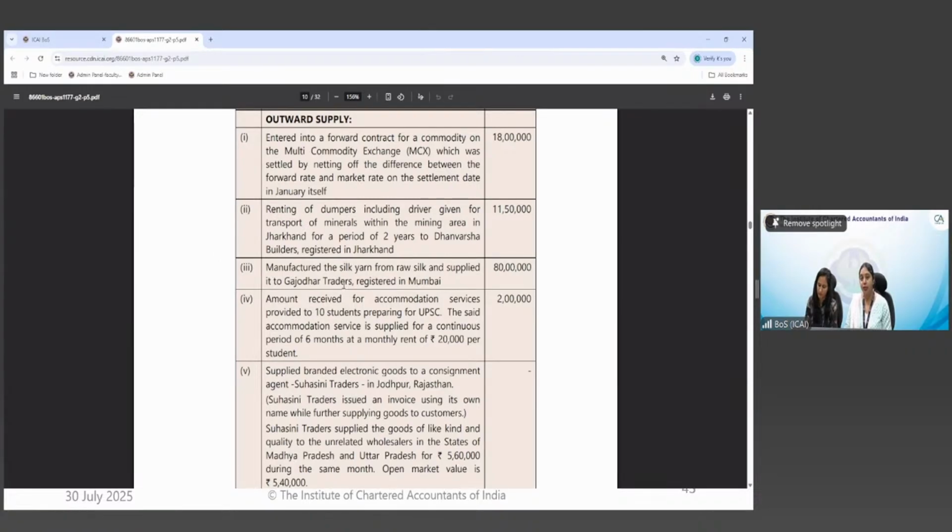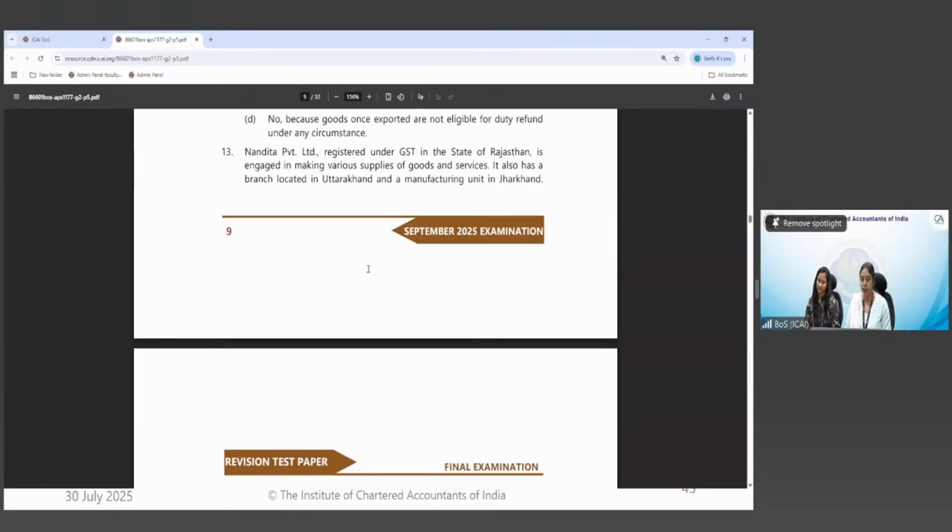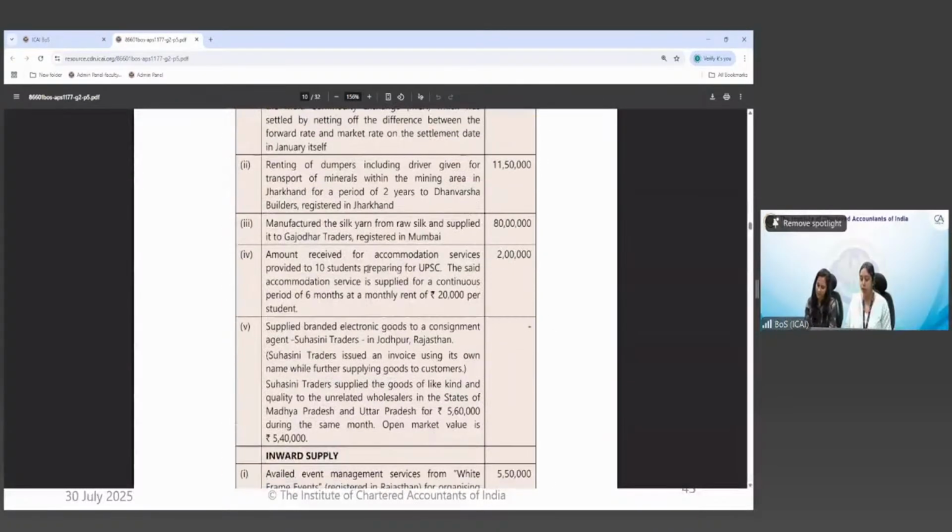See, this is a reverse charge under goods. Silk yarn has been produced from raw silk and it has been supplied by the supplier Nandita Private Limited to Gajodhar Traders, a registered person. So silk yarn which has been produced from raw silk has been supplied to a registered person.